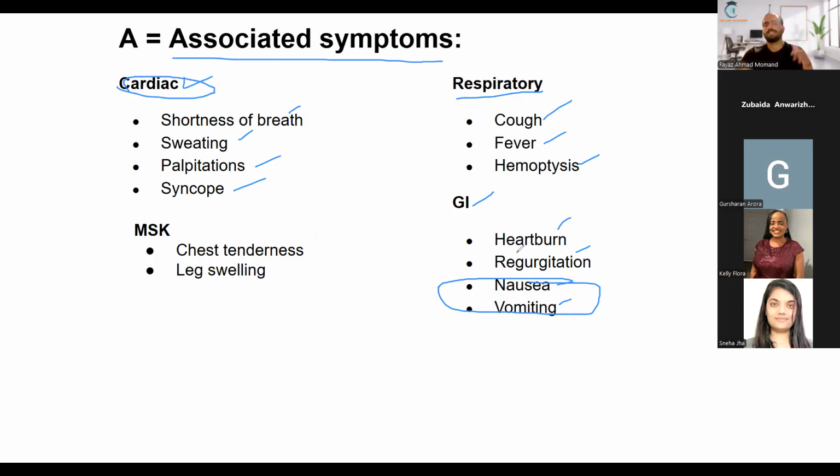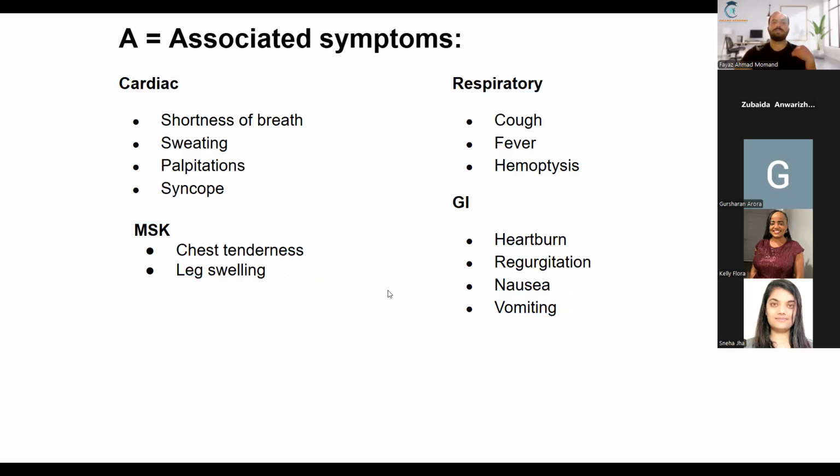So nausea and vomiting, I have added it here in GI, but they are also seen in cardiac causes of chest pain. Musculoskeletal, ask about chest tenderness, leg swelling, leg pain. If there is pain on touching the chest, it points towards costochondritis. It does not rule out acute coronary syndrome. Remember, it's just suggestive of costochondritis, but it's not 100% confirmed that acute coronary syndrome is not present. Okay, leg swelling, leg pain, ask about them. They may point towards a pulmonary embolism originating from a DVT in the legs.